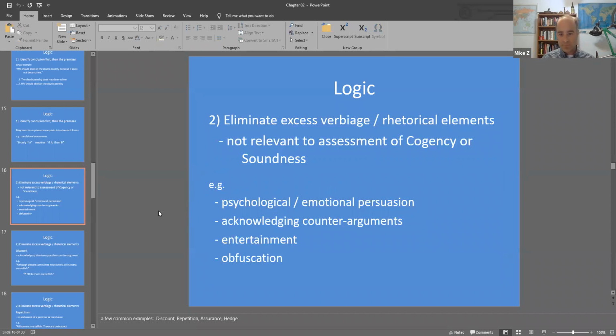We need to, as I mentioned before, strip away all these rhetorical devices, this excess verbiage, all the other things that the author throws in there to make it interesting to read or to make the audience feel on board with the author's intent. Psychological or emotional persuasion, certainly that's a common technique, especially if the argument itself is kind of weak. It's maybe not that great of an argument, so the author might need to throw in all these emotionally charged terms and phrases in order to get our emotions on board, and maybe we won't notice then that the argument itself is not so great.